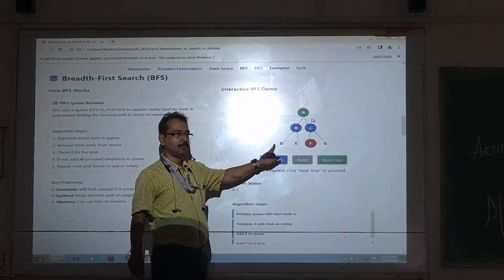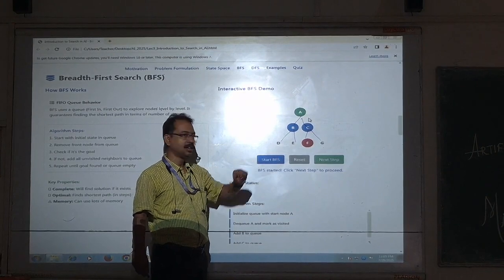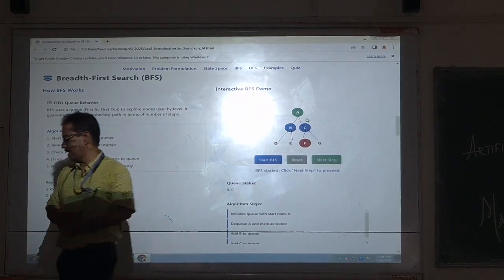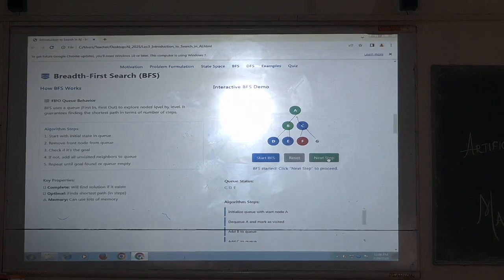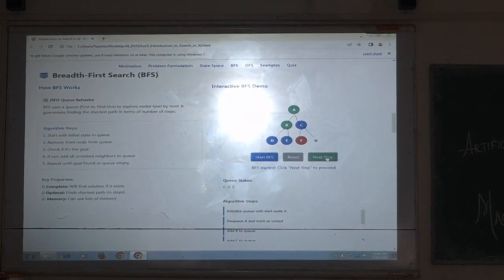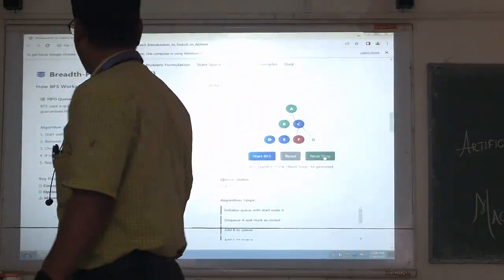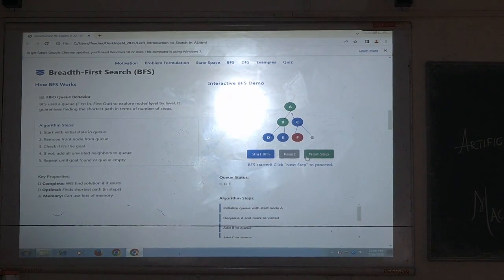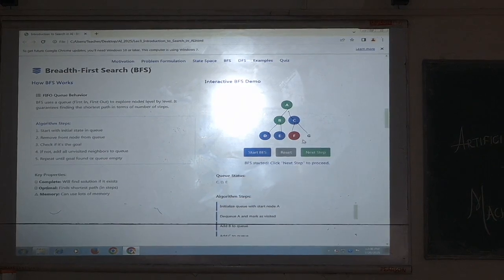So B's neighbor nodes will come, that is D and E. So D and E will come and sit beside C. In the next step, D and E are inserted into the queue after C because it is a queue. So it will go at the end. First in, first out. So C came before D and E, so now what will happen next? It will check whether C is my goal state. No, so C will be popped and what will come, F.